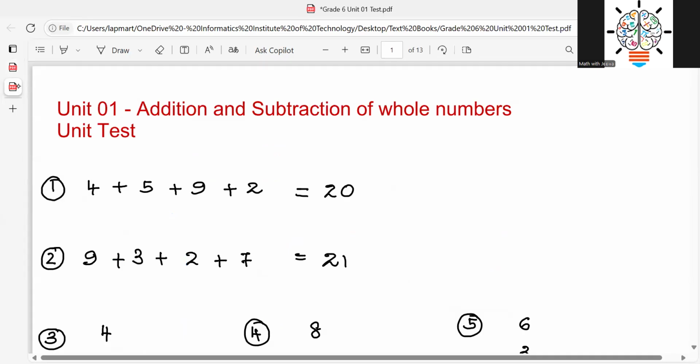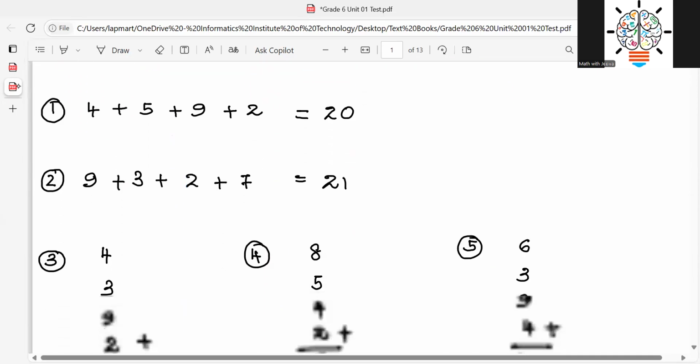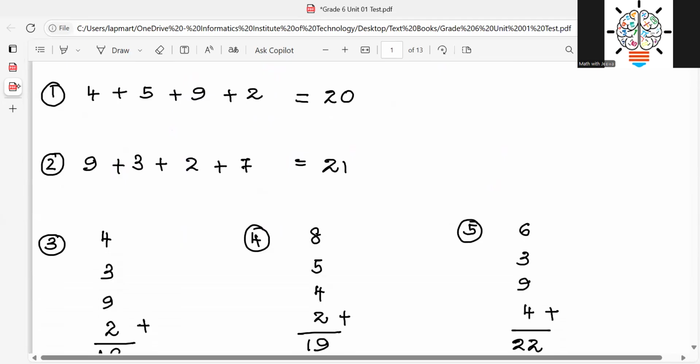4 plus 5, 9. 9 plus 9, 18. 18 plus 2, 20. That is how I got the answer. 9 plus 3, 12. 12 plus 2, 14. 14 plus 7, it is 21. Okay, mark your answers. If needed, pause the video and copy down.